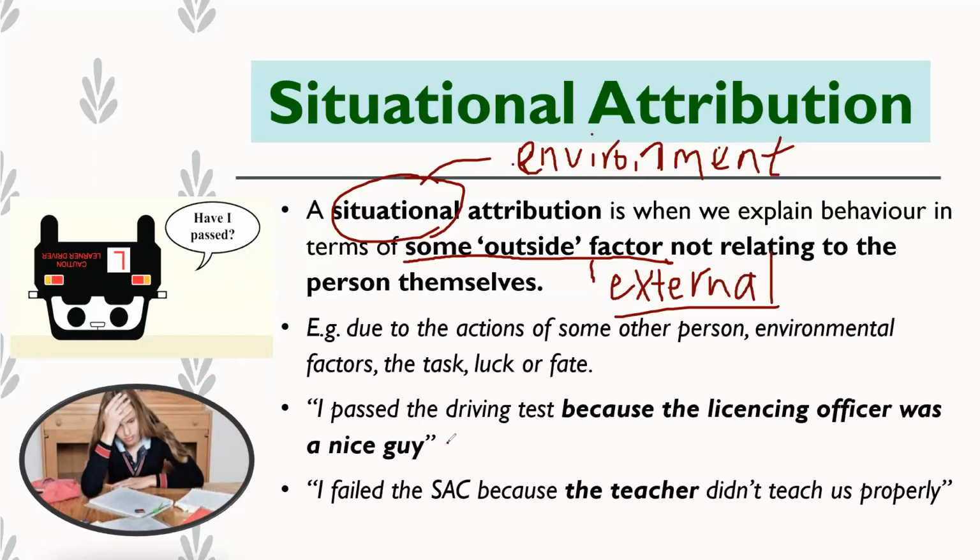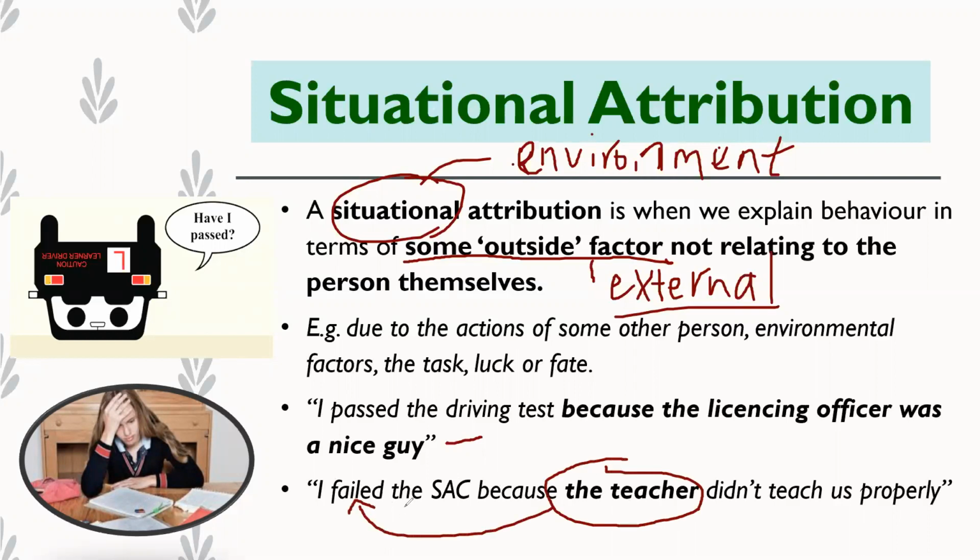Okay, and people do this a lot of the time because no one wants to be seen as a show-off. So sometimes we downplay our own skills and abilities and attribute what we achieve or how we behave to some outside factor. Okay, in contrast, another example could be that someone might say, I failed the SAC because the teacher was crap. The teacher didn't teach us properly. The teacher doesn't know how to teach. Okay, so essentially in this case as well, you're attributing an external factor, in this case the teacher, to you failing the SAC.